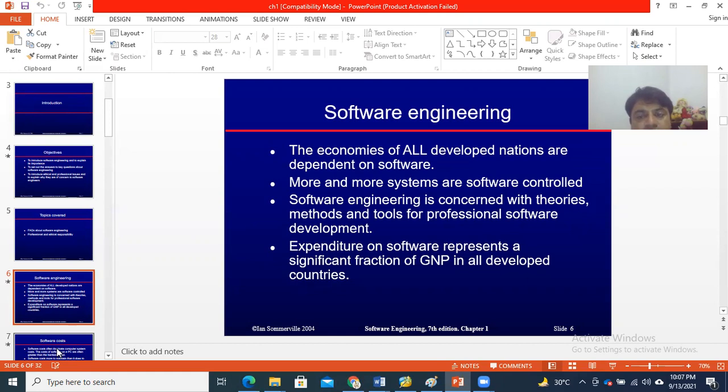For example, if I go to any shop, a mega mart or any branded shop, nowadays you will see that at the counter there is a computer or a laptop placed, and in that computer or laptop there is software executing. That software is called point of sale software, and it actually helps you to purchase that particular product.